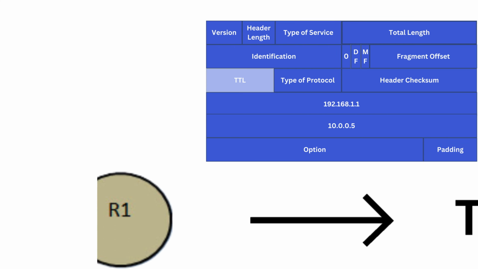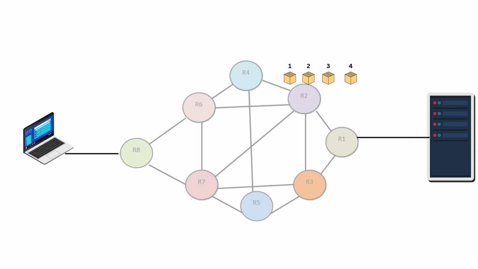So, the packet is forwarded to the next hop router based on the destination IP address of the client. Each router along the way examines the packet's IP address and decides the best path to forward it. This process continues from router to router until the packet reaches its final destination, ensuring efficient delivery across the network. But how does the router decide which path to take?